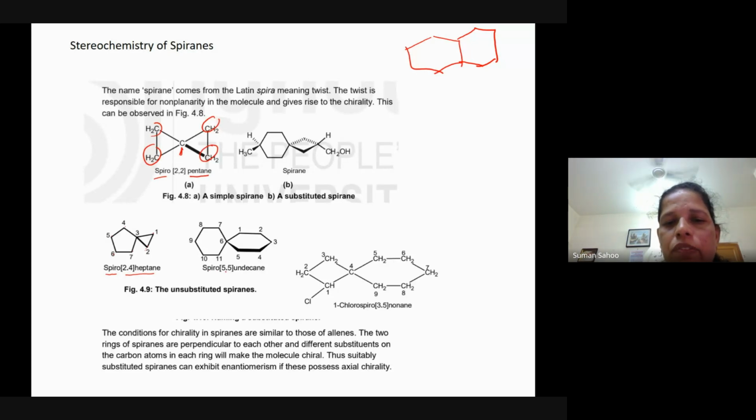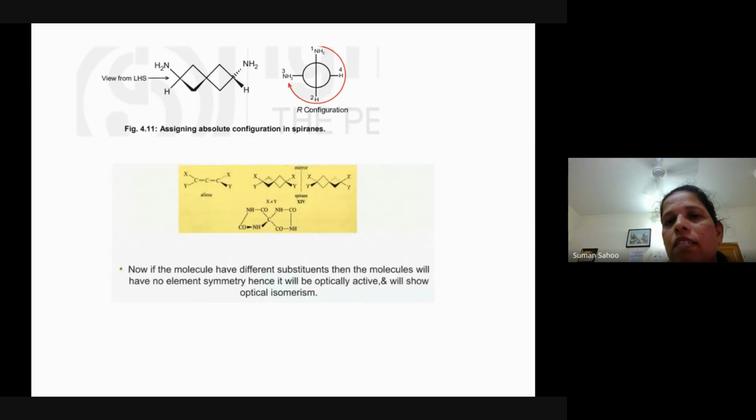And this one is spiro 5,5 undecane, because you have in total 11 carbons, so that is undecane. And on both the rings you have 5 carbons except this common carbon, so that is spiro 5,5 undecane. With these spiro compounds, whenever you do not have any substituent present, you have a plane of symmetry. But when you have different substituents, then it causes axial chirality, because you have a chiral axis.